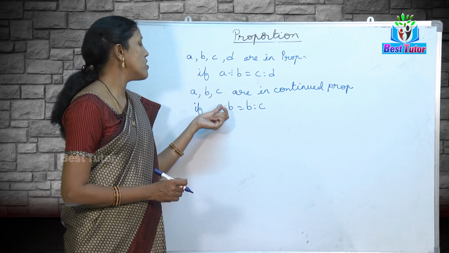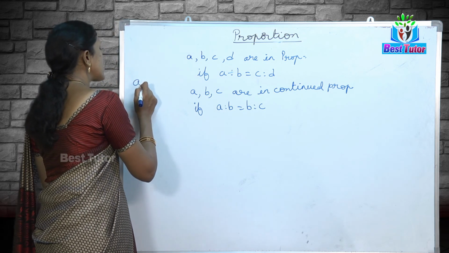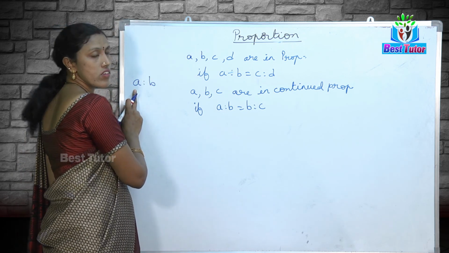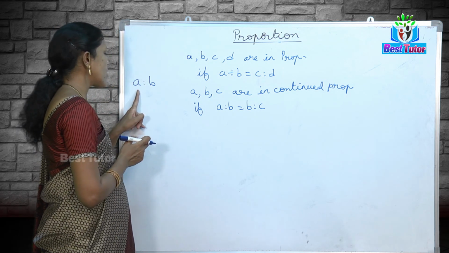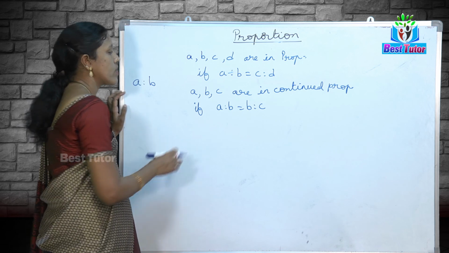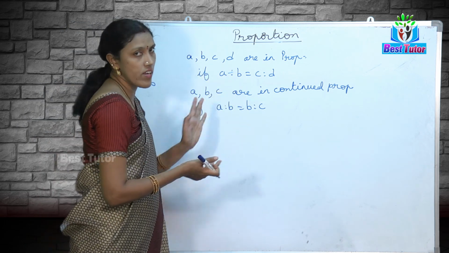So it becomes this is the antecedent and consequent of a ratio. I hope you are thorough with the basics of ratio. A is the first term of the ratio, B is the second term of the ratio. If A is to B is the given ratio, A is called the antecedent, B is called the consequent. So B becomes the consequent of the first ratio and antecedent of the second ratio.